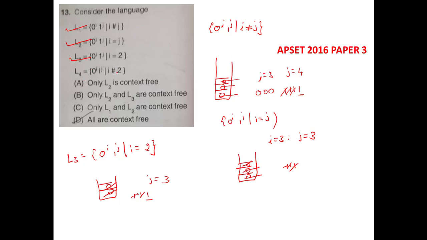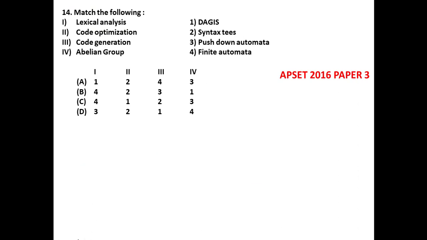Here also the same thing applies. He has given that i is not equal to 2. It means that i may be 1 or it may be more than 2. So this type of language, L4, is also a context free language. So all four languages are context free languages, and the answer for this question is option D.